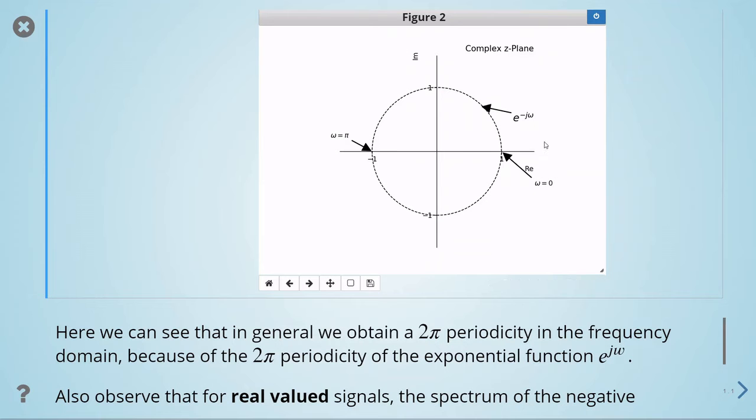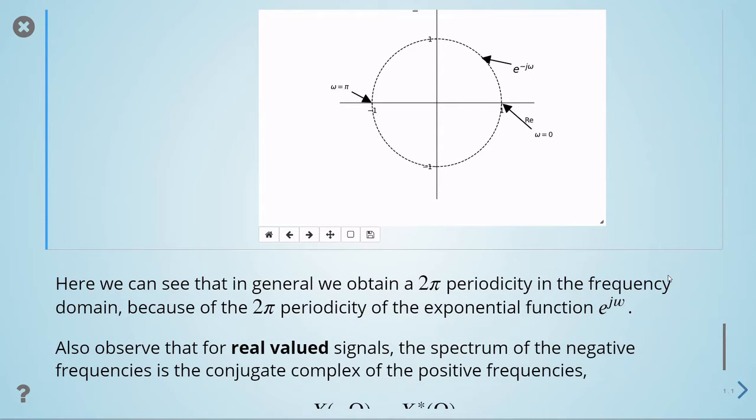Here we can see the complex z-plane, and we have here the real and the imaginary axis, and we have values for when omega equals 0, omega equals pi, and here is the unit circle where z is equal to e to the power of minus j omega. And here we can see that in general we obtain a 2 pi periodicity in the frequency domain because of the 2 pi periodicity of the exponential function e to the power j omega.